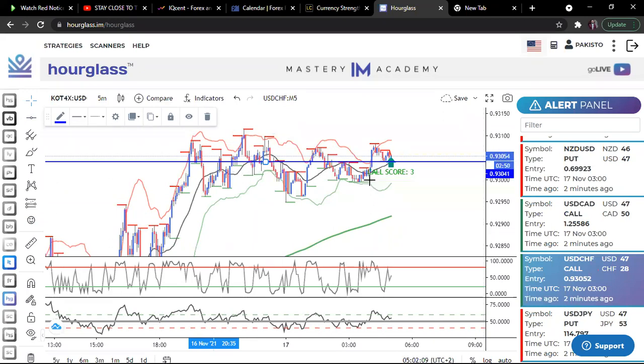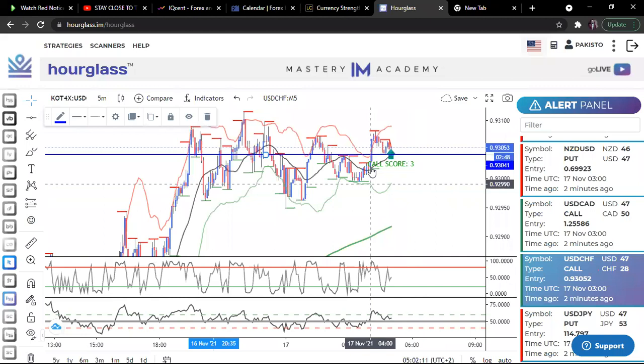Can you see that this market broke? This is a clean break and retest. I've been teaching on this for the past couple of days now. Break and retest. Can you see that? Can you see what happened here, guys?